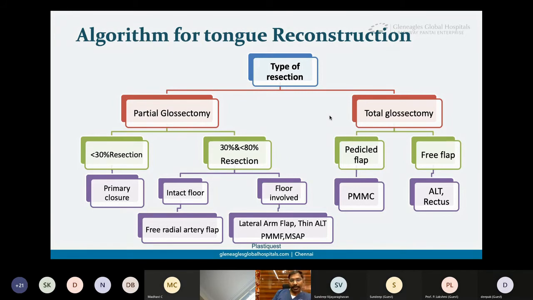So I want to tell again what is the algorithm which I follow. This is a non-controversial thing. You can take it as it is for your examination, depending on the type of resection, whether it is a partial or a total. If it is a partial, less than 30%, go for a primary closure. If it is 30 to 80% resection, identify whether the floor is intact or involved. If the floor is intact, then you can go for a free radial artery. If the floor is involved, a lateral arm, a thin ALT, pectoralis with muscle flap, or a MSAP. For total glossectomy, it's a pedicle flap PMMC, or a free flap, ALT or a rectus, and ALT should be the first option.